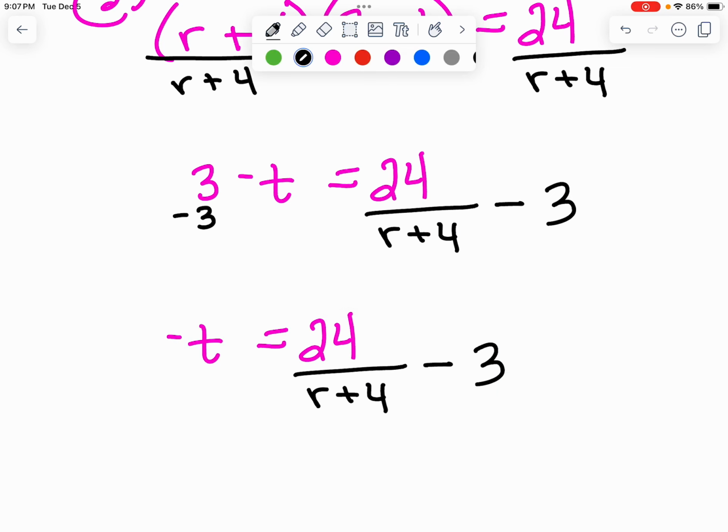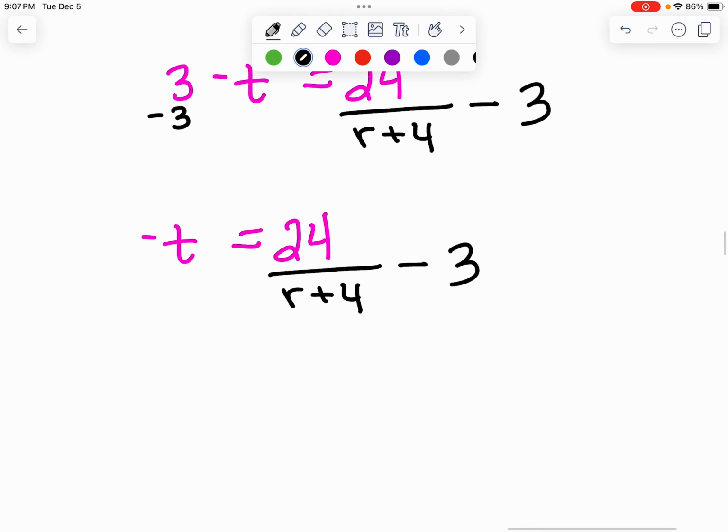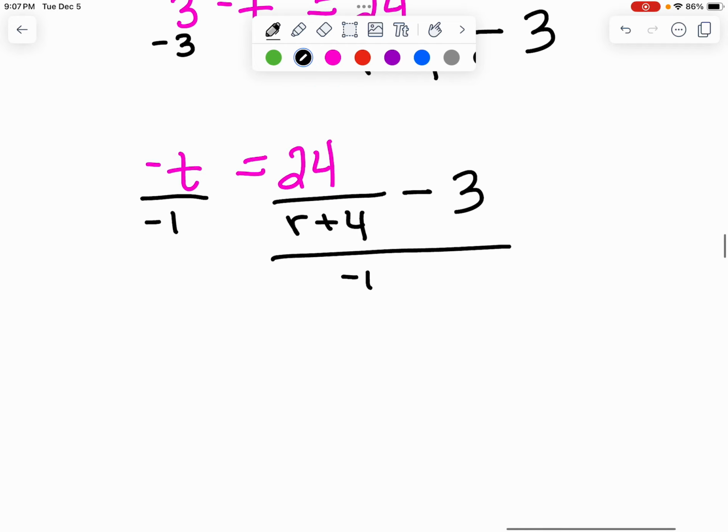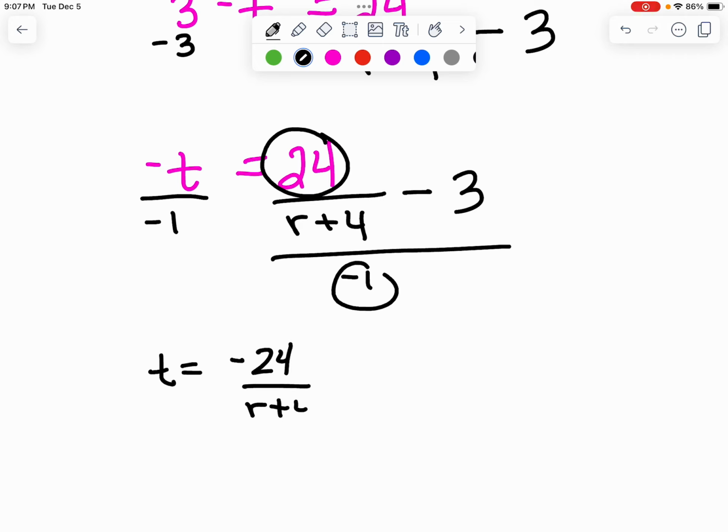How do you move the negative to the other side? You have to divide by -1. Do you know that this -1 goes to the negative? It just turns to -24 over R plus 4, and it turns into a positive 3 mathematically.